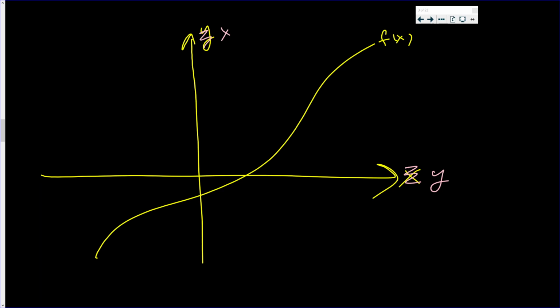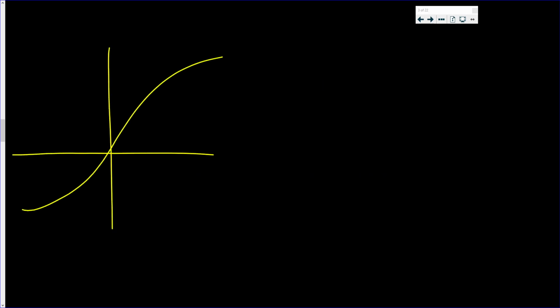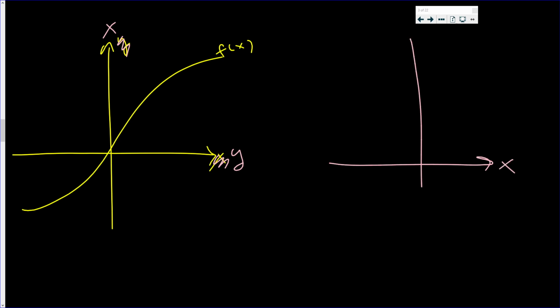Now, let me make this graph a little bit smaller. So you have this graph. This is f of x. This is the x-axis. This is the y-axis. To graph the inverse, interchange x and y. And then rotate the paper so x is over here and y is over here. Now, this is going to take 2 steps.